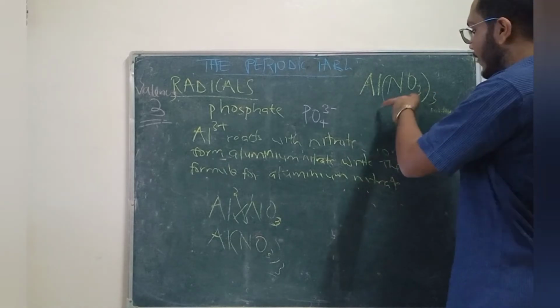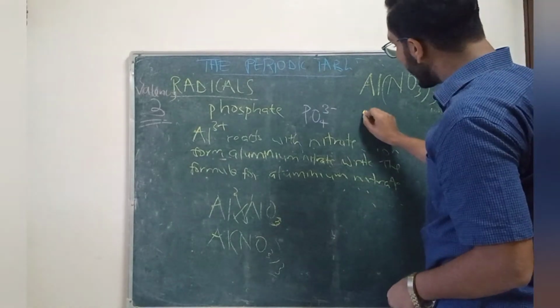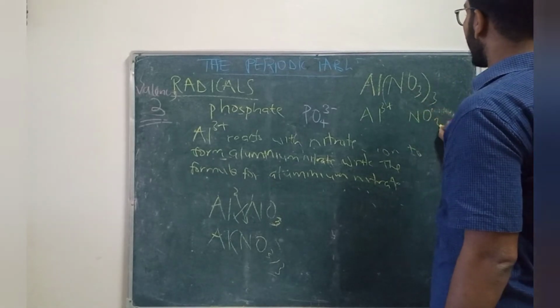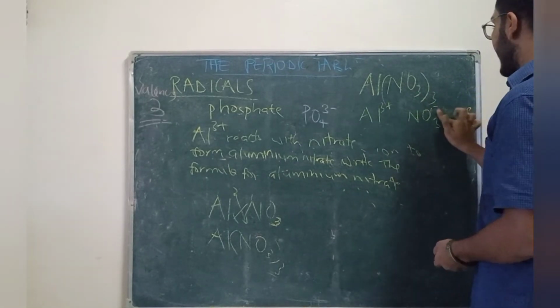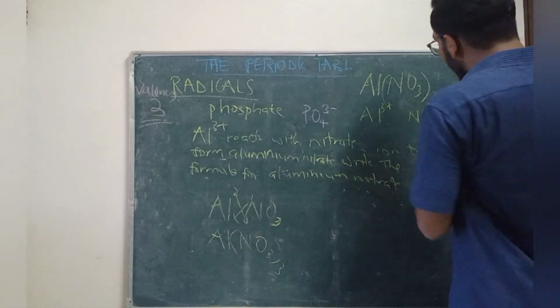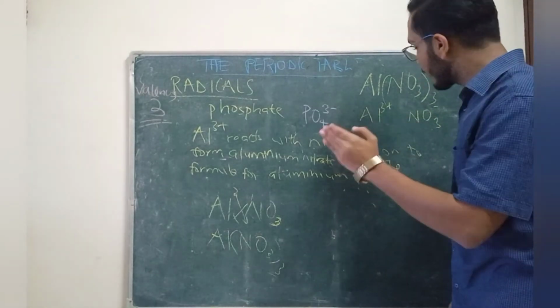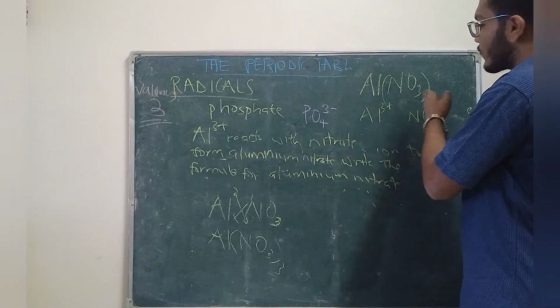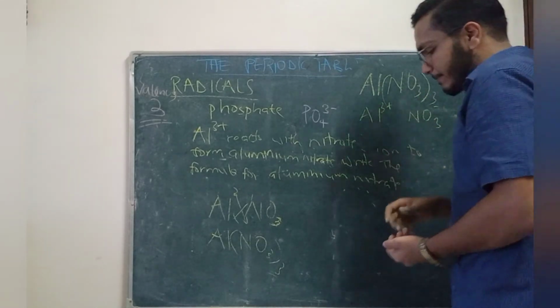Why is this the formula of aluminium nitrate? Because aluminium having valency 3 positive reacts with 3 ions of nitrate. However, nitrate has valency of 1 negative. So you have to have 3 nitrate ions to form 3 negative, which will react with 1 aluminium, 3 positive, to form aluminium nitrate.